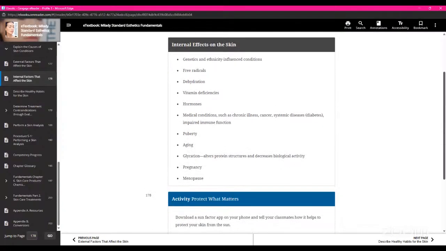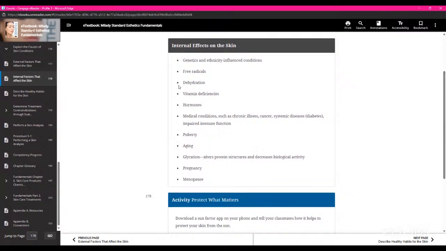We reviewed internal effects of the skin, but I do want to talk about these things here. When we're looking at our consultation, guys, even you, Maya, for lash specialty, when we're looking at our consultations, these are areas where your questions should be coming from.